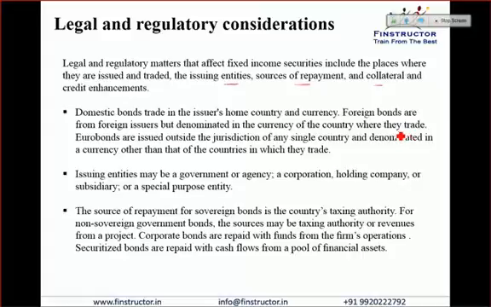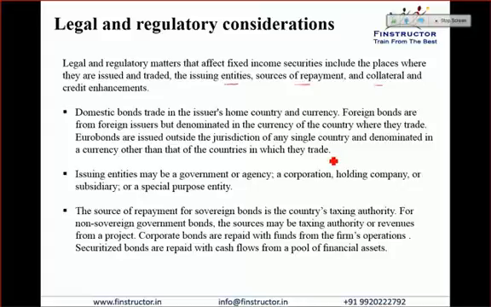So an Indian corporate may issue a foreign bond, that is, he may issue a dollar denominated bond for US investors. So it is issued by an Indian company, however the bond has payments and guarantees all in dollars. Euro bonds are issued outside the jurisdiction of any single country and denominated in a currency other than that of the country in which they trade.